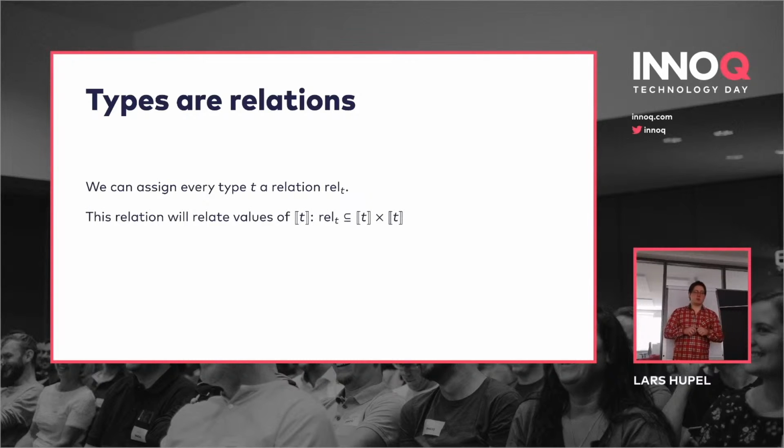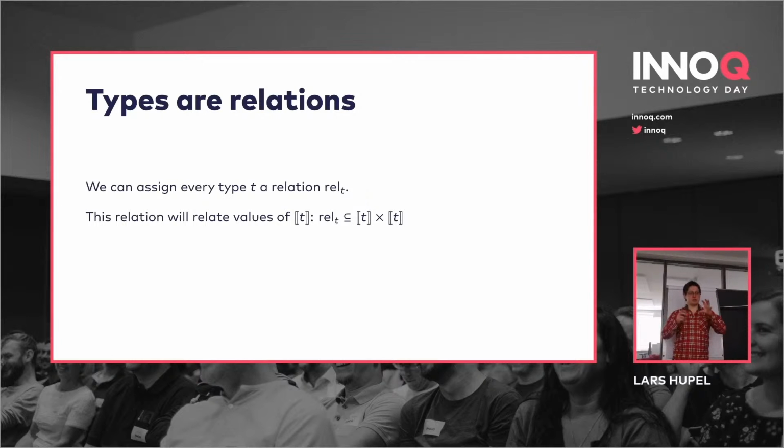First of all, we can look at what is related to what else. And here's the connection between the set and the relation interpretation, because the relation rel_t for type t relates values of the type t to other values of that type t.